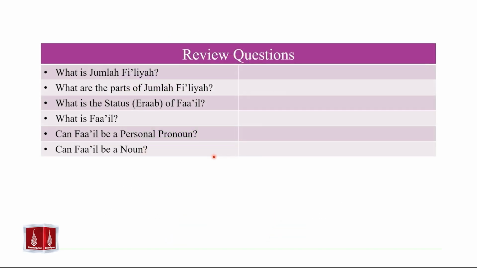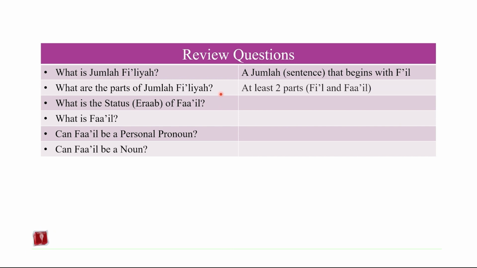Let us do some review questions. What is Jumla Fi'liya? It is a jumla or sentence that begins with fi'l. What are the parts of Jumla Fi'liya? Jumla Fi'liya will have at least two parts, fi'l and fa'il. What is the status or i'rab of fa'il? Fa'il must always be marfu. What is fa'il? Fa'il is the one performing the action.